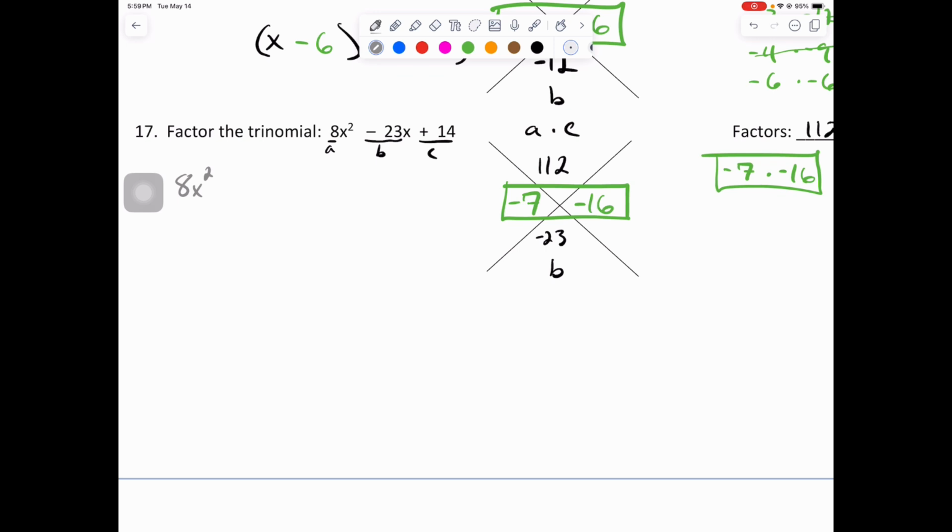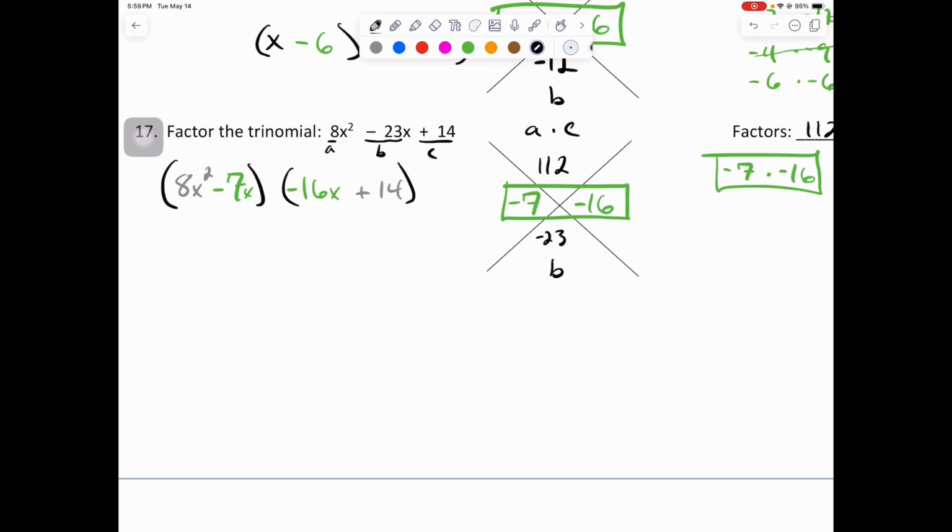Now from here, our negative 7 and negative 16 split up our b term here. All right, so we will just write it as negative 7x. I leave a little bit of space because I do know the next step, minus 16x, and then plus 14. Now the first two terms we group together. The second two terms we group together.